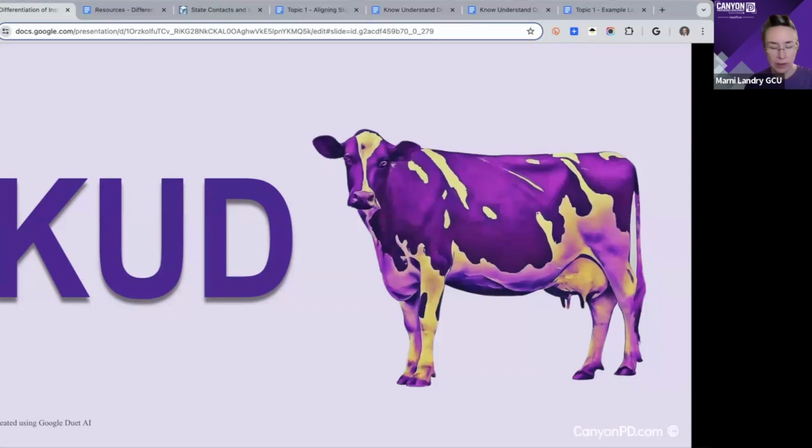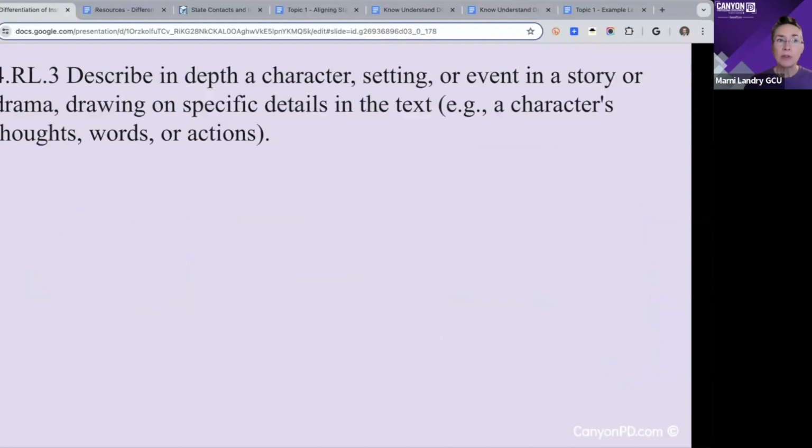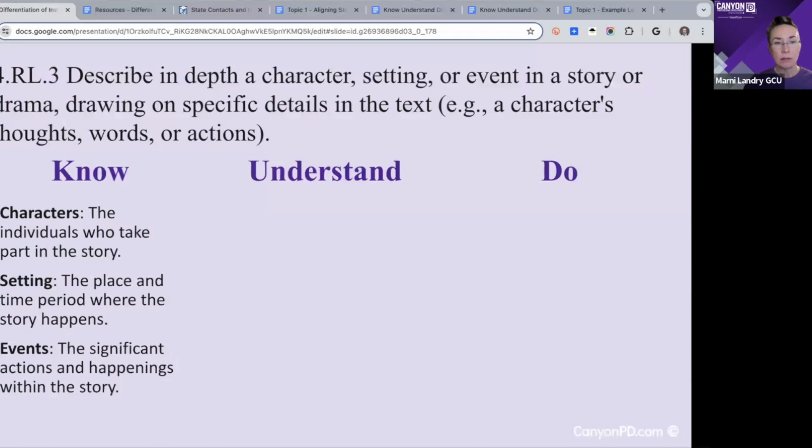I'm going to give an example on the next few slides of how this looks to identify the KUD in a standard. So I'm going to go back to RL3, fourth grade reading literature, number 3. The number 3 is meaningless here. Describe in depth a character, setting, or event in a story or drama, drawing on specific details in the text. That's a lot going on there. So I need to take a look at this, and I have to identify what students have to know to be able to do this. Well, I can see 3 things. They have to know what a character is. They have to be able to identify characters.